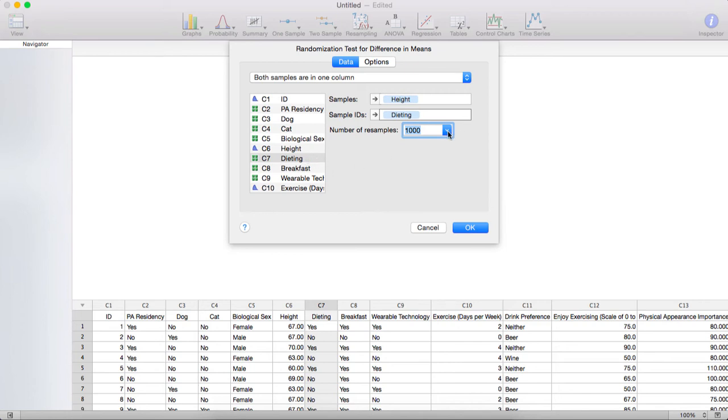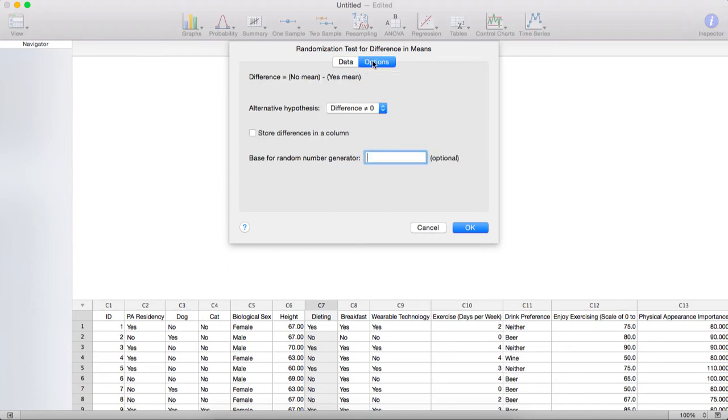Number of resamples, we'll leave it at 1,000 because that's the highest that Minitab Express will go. Under options, the default is to do a two-tailed test. So that's what I want to do in this case because I have no idea if the people who are or are not dieting will be taller. If you needed to change it to a left-tailed test or a right-tailed test, you would do that here. We click OK.